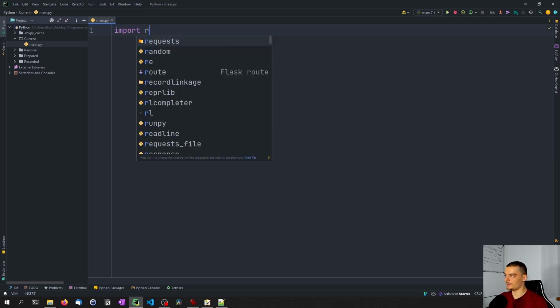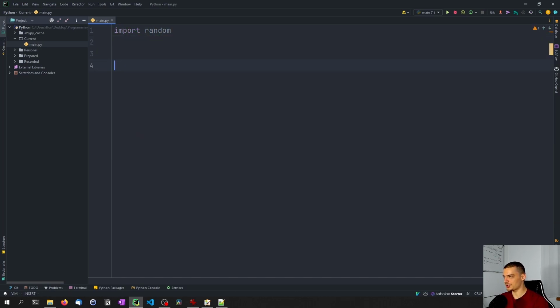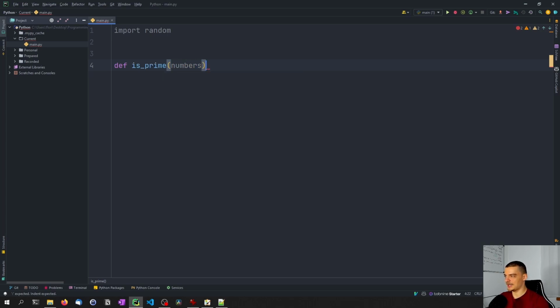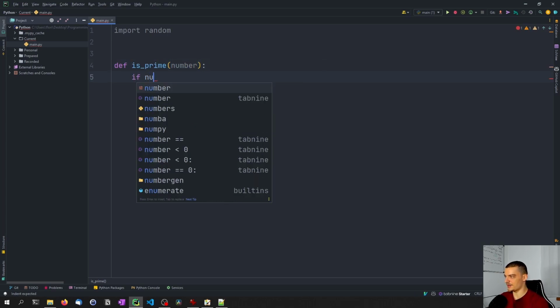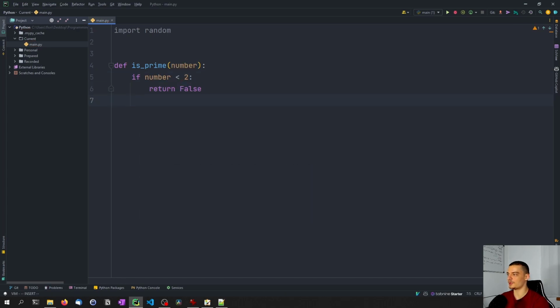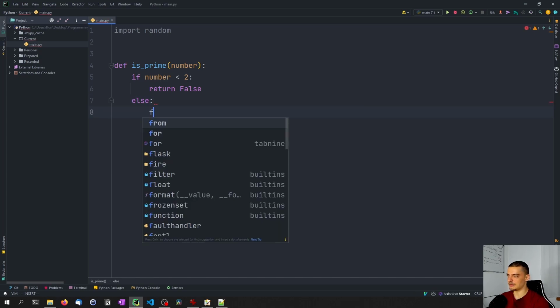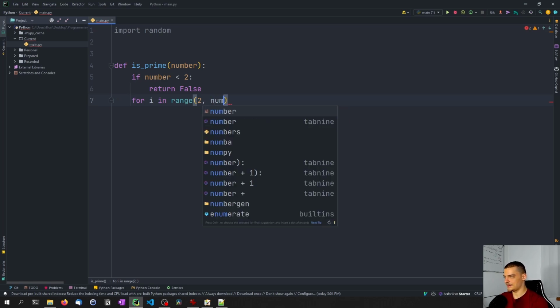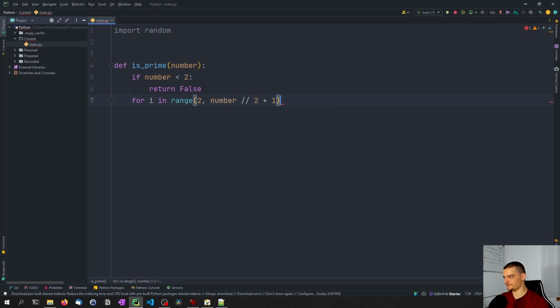So we're going to start here by importing random, which we're going to use for the generation so that we don't have to use static prime numbers. And then we're going to use a helper function, is_prime, which is just going to check if a number is prime. If the number is less than 2, it's automatically not a prime because those are not considered prime numbers. Otherwise, we can just say for i in range 2 up until basically half of the number plus 1. So basically we can say number divided by 2 plus 1.